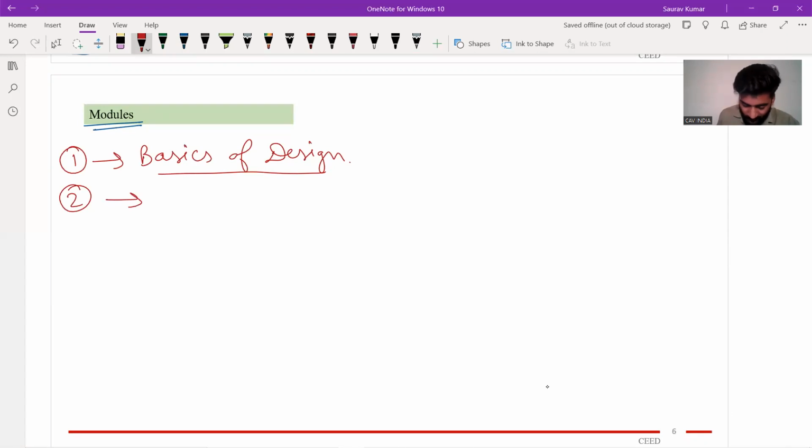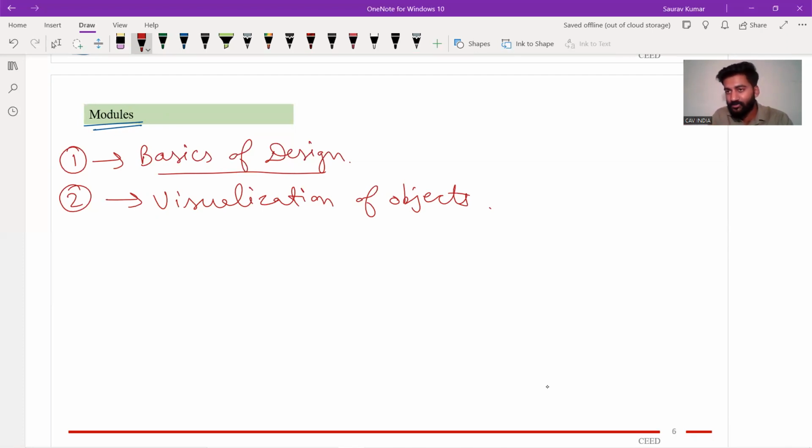Other modules that we have is visualization of objects. This also includes your basic geometry or orthographic projections, shadow analysis. All such kinds of visualizations are there. You need to be able to visualize any 3D solid, and then you should be able to answer them.